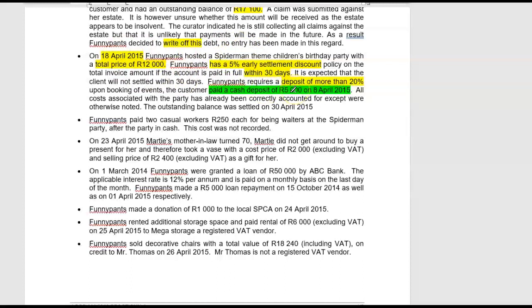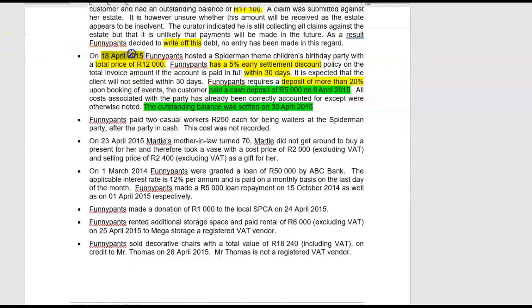Okay, so she paid 5,000 Rand deposit. What is required from her is to pay about a minimum of 20%. So 20% of 12,000 is 2,400, so she paid more than the required amount. The outstanding balance was settled on 30 April 2015.